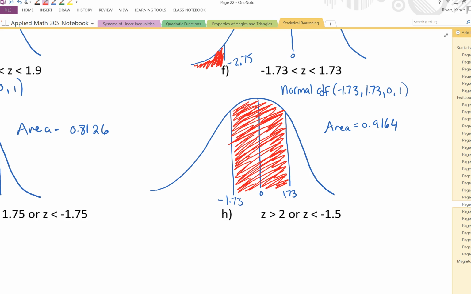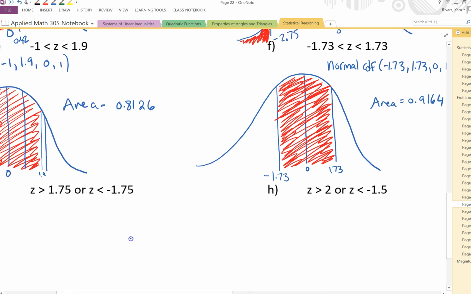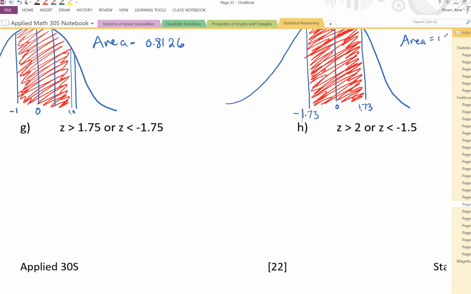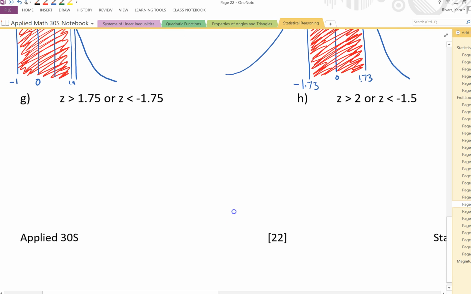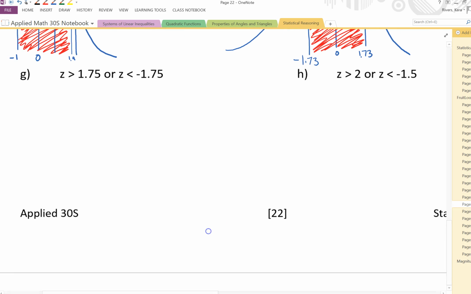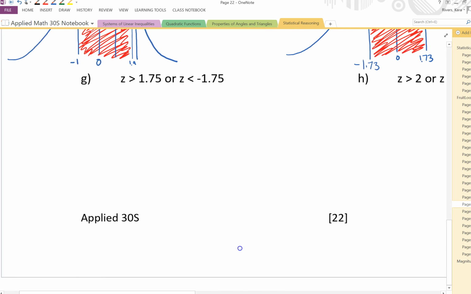Alright, so our area is between negative 1.73 and 1.73, and you can see our area is 0.9164. So that's covering the majority of that curve. Alright, let's take a look at the last two examples. We've got G and H. How are these different? Well, it says that the z-score could be greater than 1.75 or less than negative 1.75.